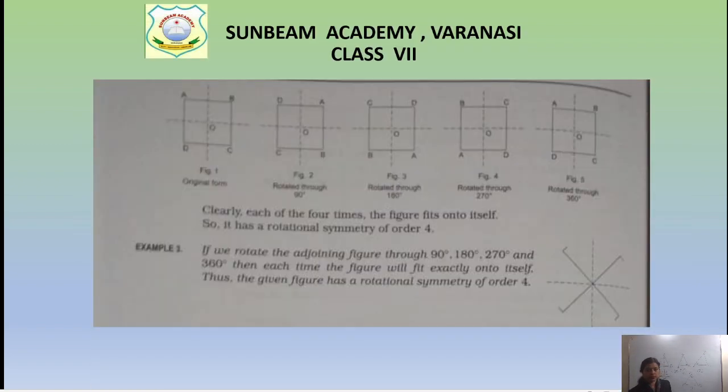See this. This is the square. It is picked from your book. So ABCD, which I have explained in the beginning. First AB, where is A? See the position of A.